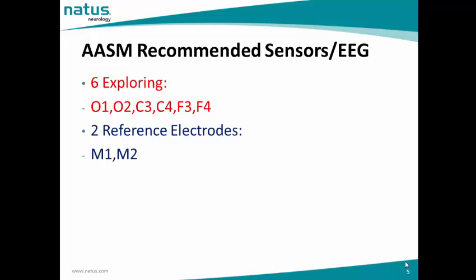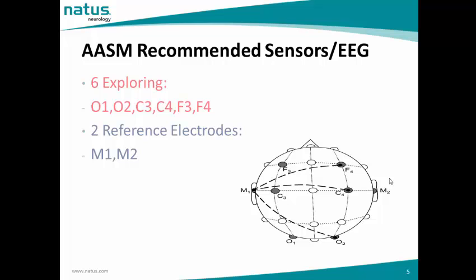Coming back to the EEG channels, we need to record the occipital region, the central region, and the frontal region of the brain. The 2 reference electrodes should be placed on the mastoid processes. This drawing shows how to make the recommended EEG montage in PSG. So we take the even exploring electrodes, which are located on the right side, and we combine them with the odd reference electrode that is located on the left side, and vice versa.